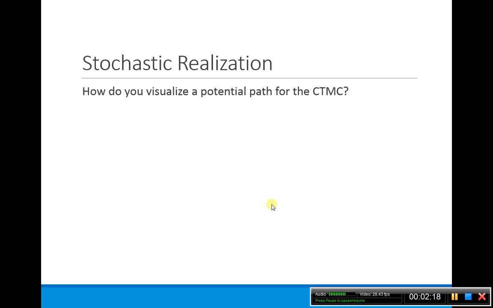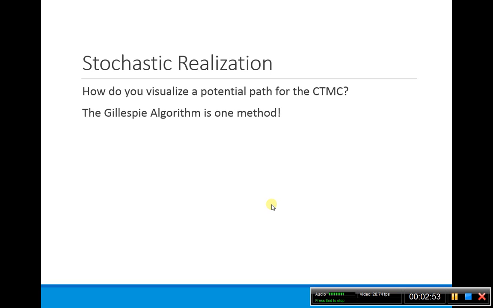Okay, so how do you visualize a potential path for a continuous time Markov chain? The way that a lot of people do it is they use the Gillespie algorithm. This is one method; there are many other methods. One of the bad things about the Gillespie algorithm is that it's a little bit slower than some of the other methods. But for all of the models that we're going to be doing in this course, that's not a big problem. You're not going to have to worry about your code going too slow in the models that you're going to do in this course.